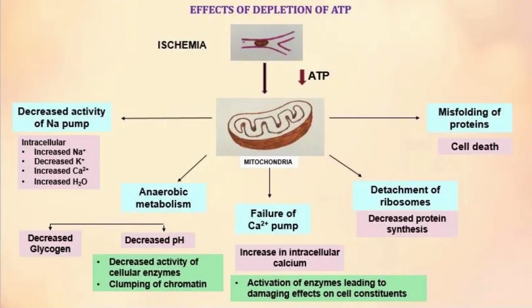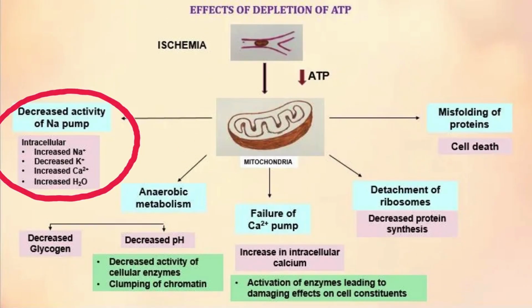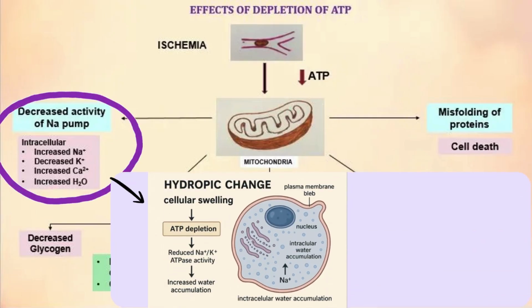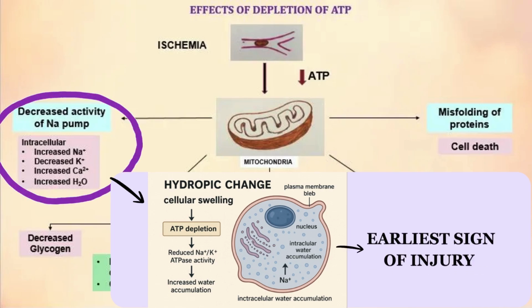What are the consequences of low ATP? The sodium-potassium pump fails. This pump is the city's sump pump, keeping sodium out. Without power, sodium rushes in, water follows the sodium, and the cell swells. This is the earliest sign of injury.